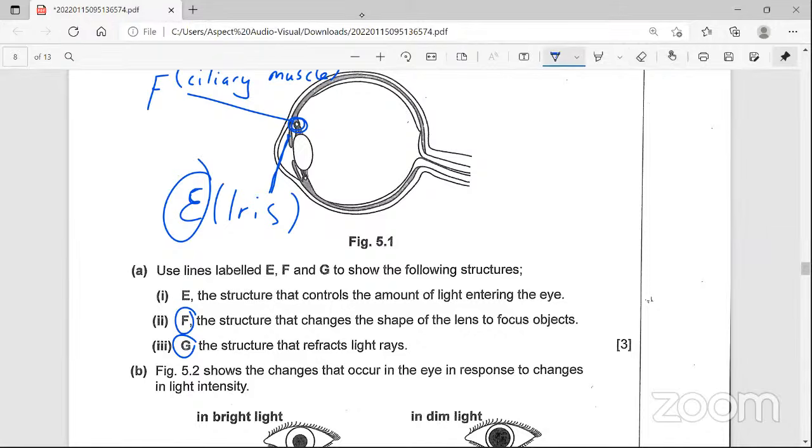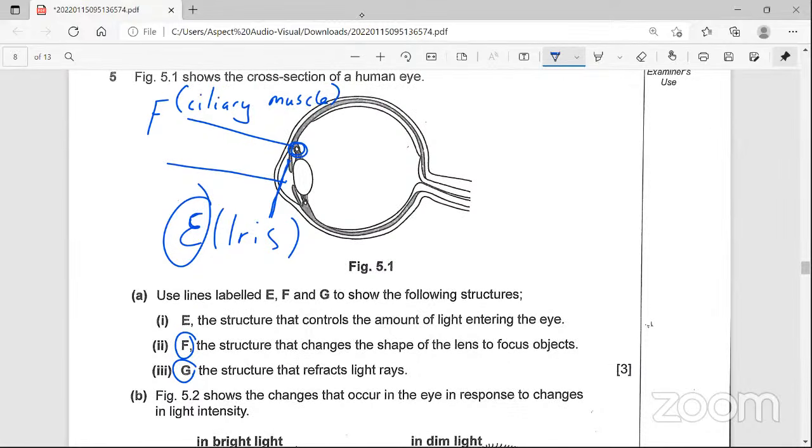The cornea is here, the second line. Which one? Here. So the cornea helps to refract light rays. Oh, this one here, in between. Yeah, okay. So this is G, the cornea. And then there's a lot going on here. All right.